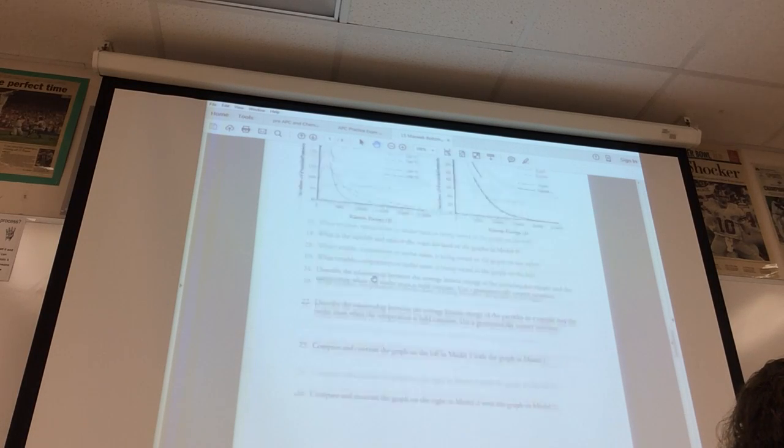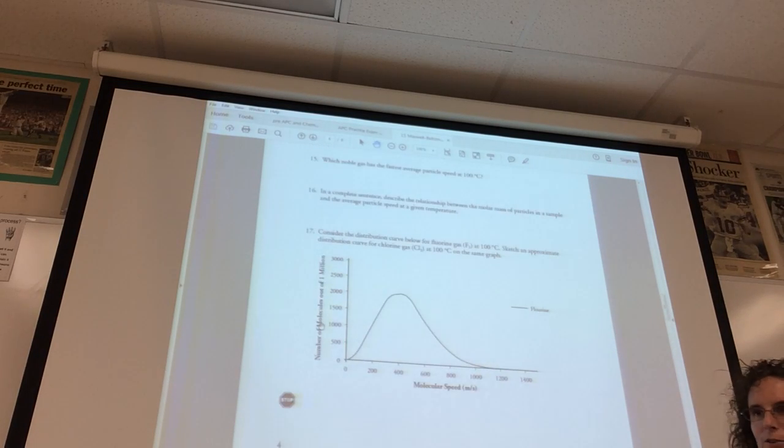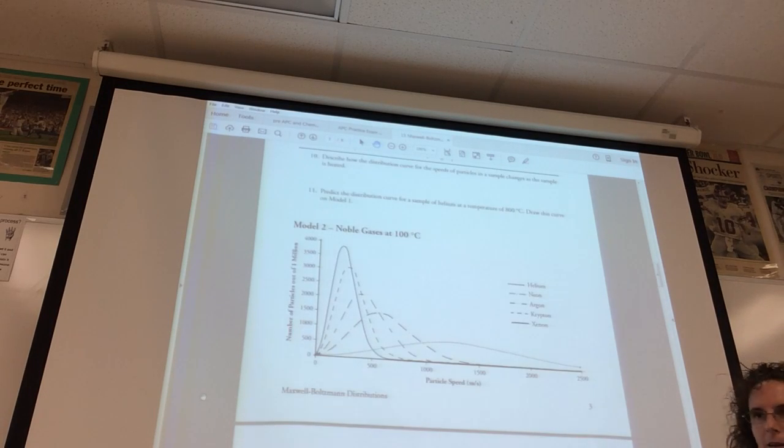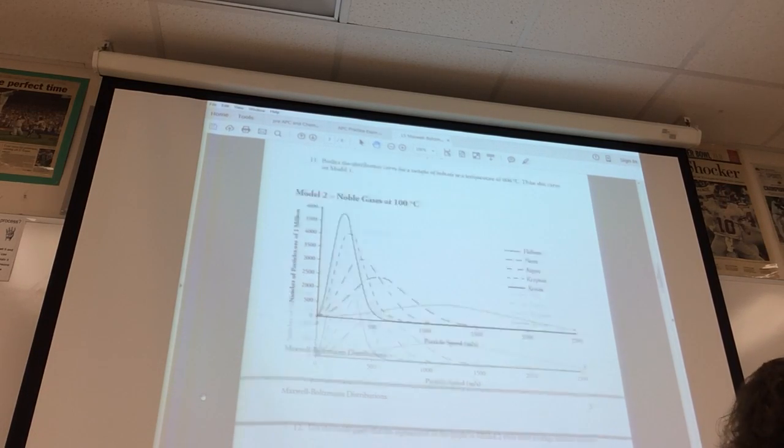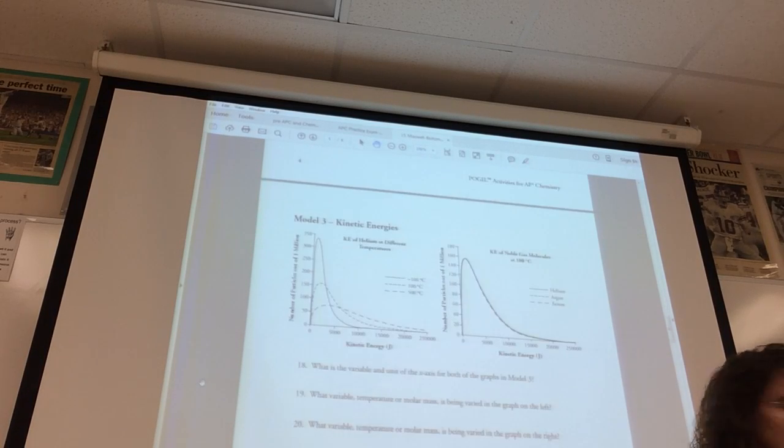Can you go back up here? The one that bothered you? Higher? Isn't all their temperature the same? Yes. So why isn't there kinetic? Particle speed. This was speed. The other was kinetic energy.